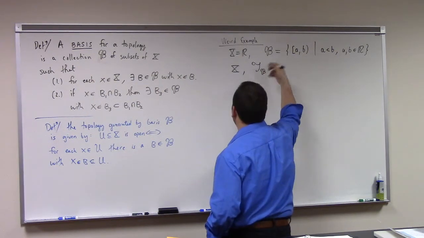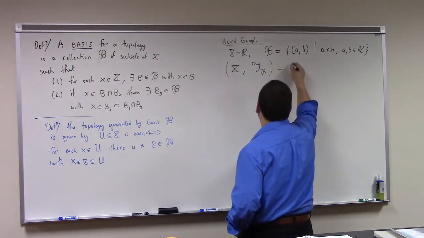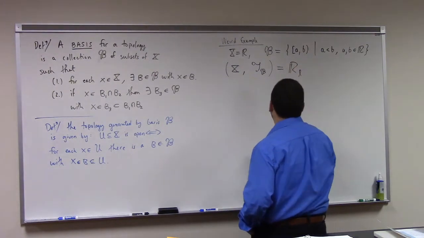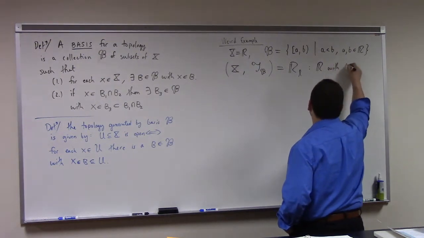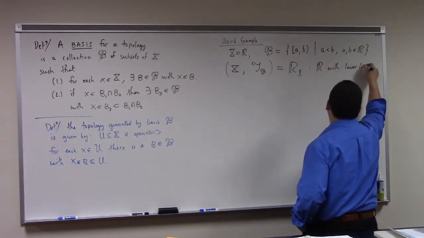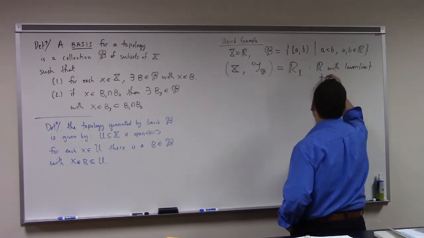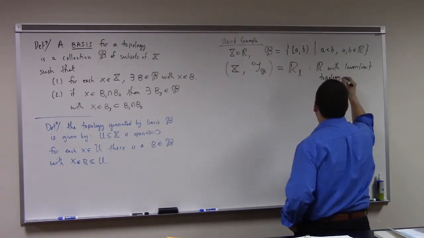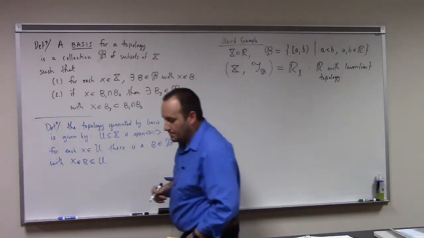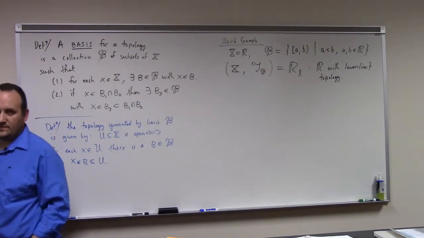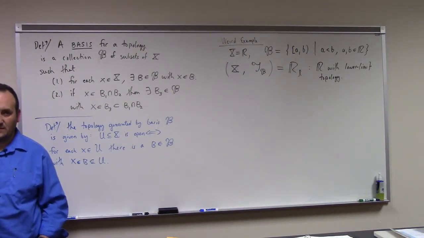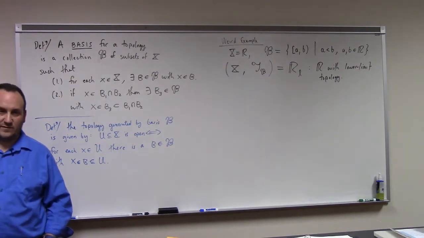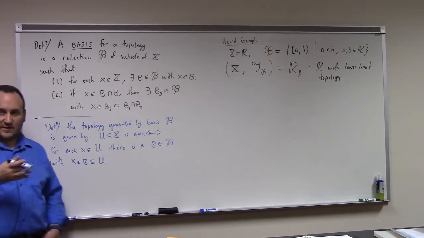generated by beta, whatever you want to use that notation for, is usually denoted R sub L or something like that. In other words, this is the real line with the so-called lower limit topology. This is not equivalent to the Euclidean topology, the metric topology on the real line. I mean, there are sets which are open in one which aren't in the other.